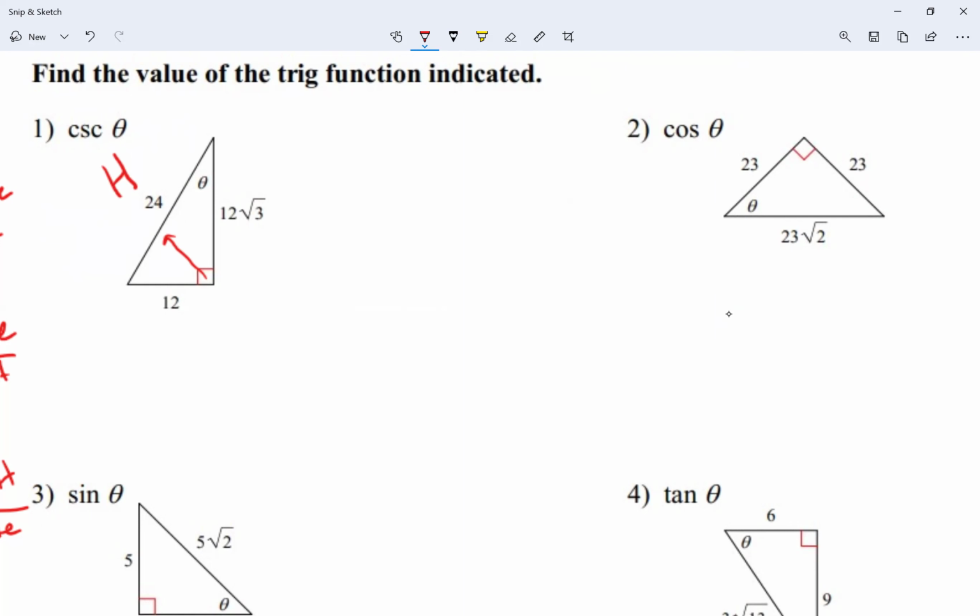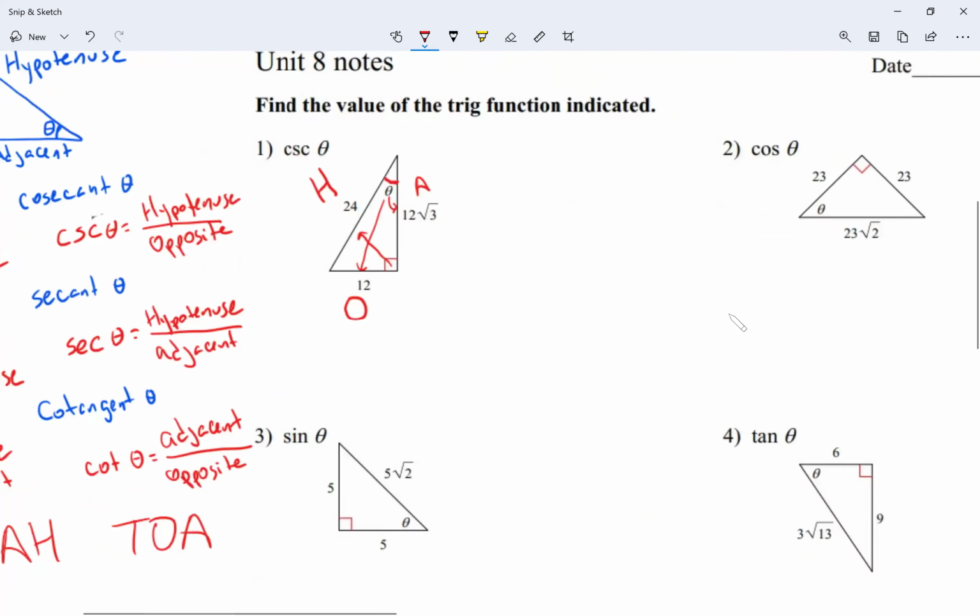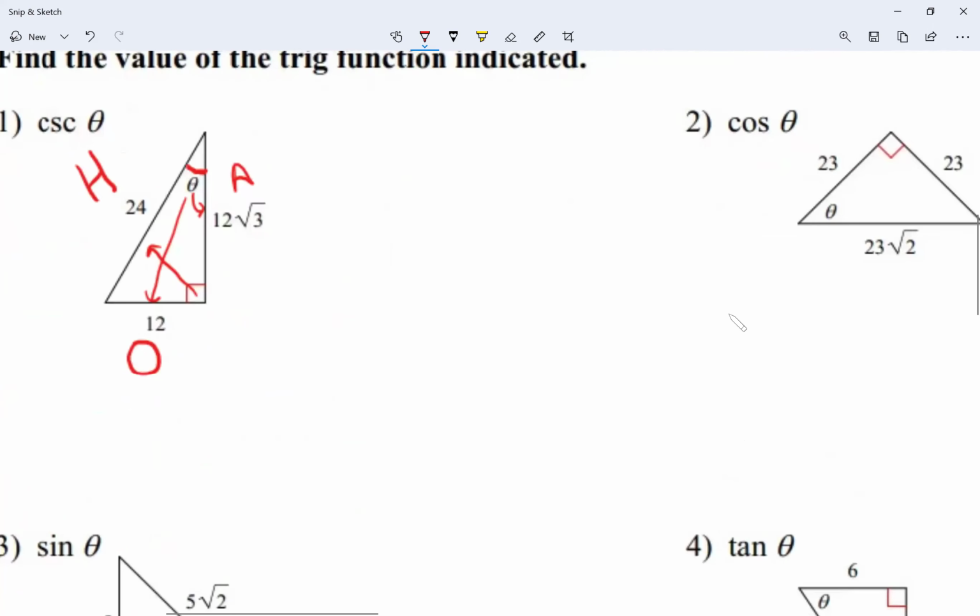I see where my theta is. Theta is on this corner. Farthest away from theta, that's what we call the opposite. I'm just going to call this O for opposite. Next to theta, this is what we call adjacent. I'm going to use A for adjacent. So I labeled the three sides. I go back to my notes and see that cosecant is hypotenuse over opposite.